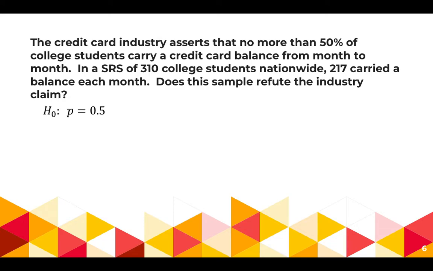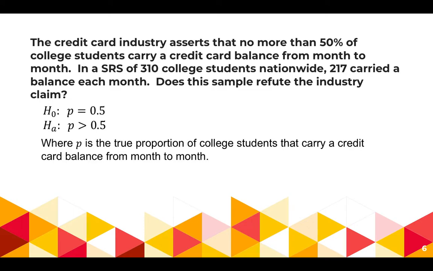So our null hypothesis for this situation would be P equals 0.5. We always use the equal sign for the null hypothesis. And the alternative hypothesis is that the proportion, P, is greater than 0.5. And we always want to state what our parameter represents, what our P represents. So P is the true proportion of college students that carry a credit card balance from month to month. The reason we're saying greater than 0.5 in the alternative is that the credit card industry is saying no more than 50%. So we're seeing if we have evidence against that, and so we're seeing if we have evidence that it is actually greater than 50%.